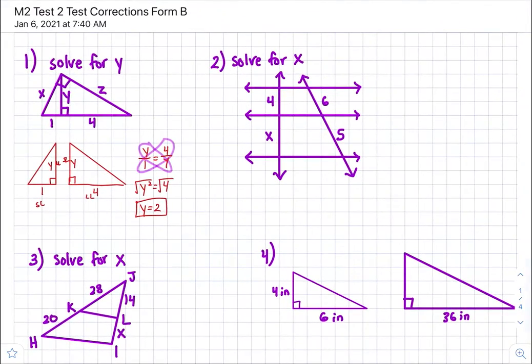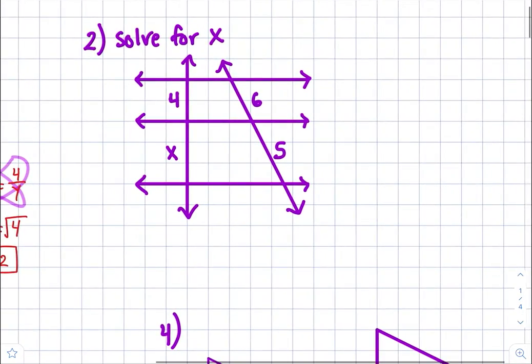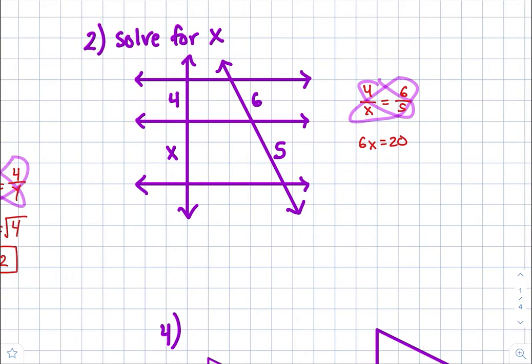So there's that one. Number 2, a figure like this, you guys simply just make a proportion. So that is exactly what we are going to be doing. So we got 4 over x, which is equal to 6 over 5. That's your guys' proportion. You guys cross cancel. And you guys would have gotten 6x equals to 20. 4 times 5 is 20.